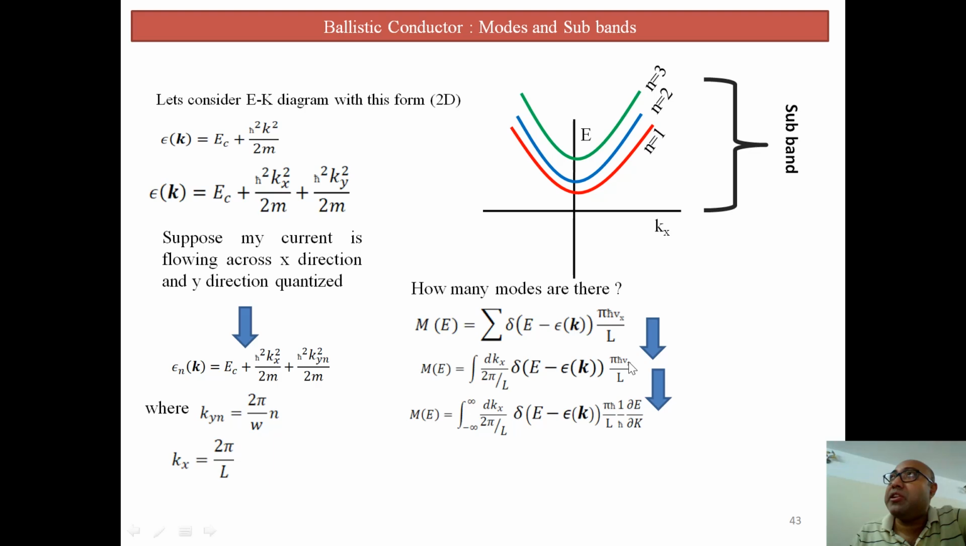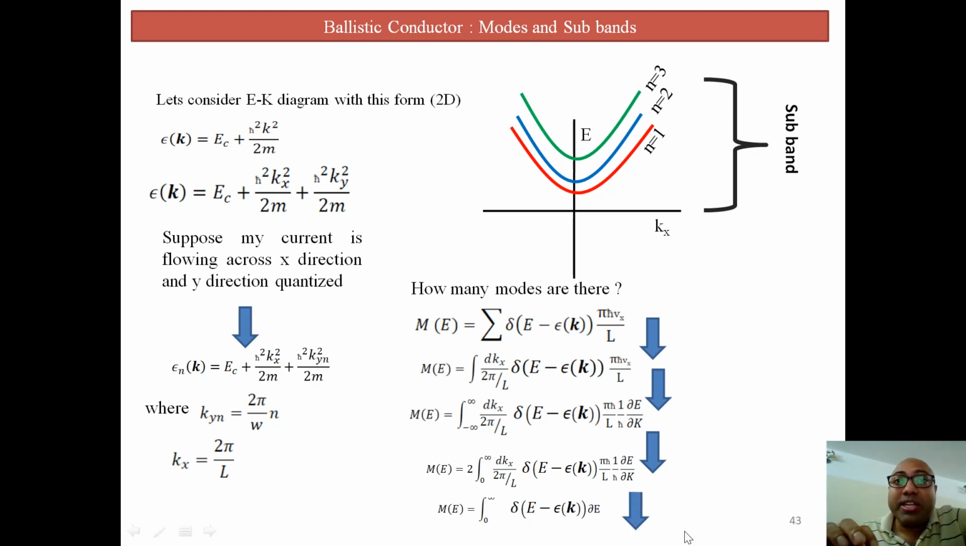Now pi h bar by L, and what is the Vx value? You know what the group velocity is: 1 by h bar dE by dk. That is the slope of this part. You put that in. And here you change the limit from minus infinity to plus infinity, and instead write 2 times 0 to infinity. Correct? Then you calculate it and you will get this. So what is the answer of this integration? 1.